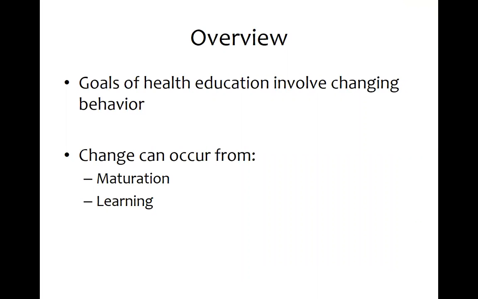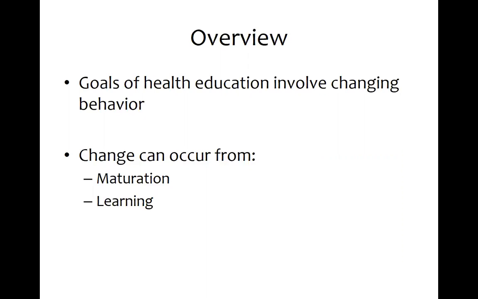Before I get into theories, just a reminder that a major goal of health education and health promotion involves changing behavior. Behavior change really occurs in two main ways: through learning or through maturation. A 10-year-old isn't necessarily going to exercise or eat healthy because they want to reduce their risk for heart disease, whereas a 50 or 60-year-old is very likely going to exercise or eat healthy because of risk for heart disease. Because of maturing and age, the reason that they're going to do certain behaviors is just because of maturing.